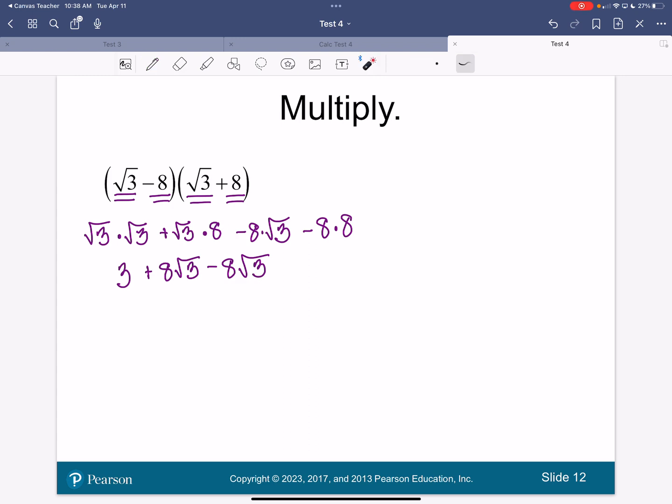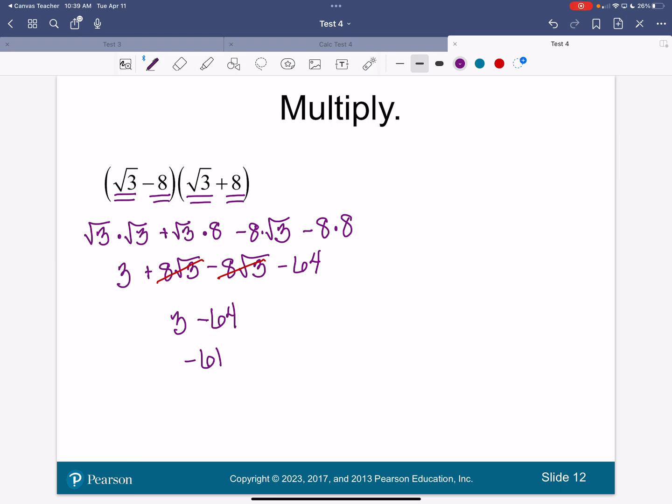Okay? I can multiply negative 8 and 8 together because they're both on the outside. What's negative 8 times 8? Good. Okay? Now, let's look at these two terms right here. What happens there? They cancel. So I'm going to have 3 minus 64. These cancel because one's positive and one's negative. So my final answer here is going to be negative 61.